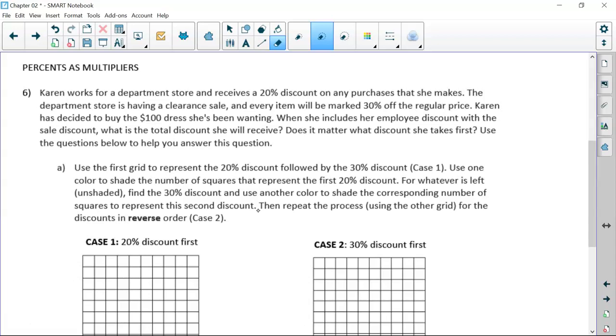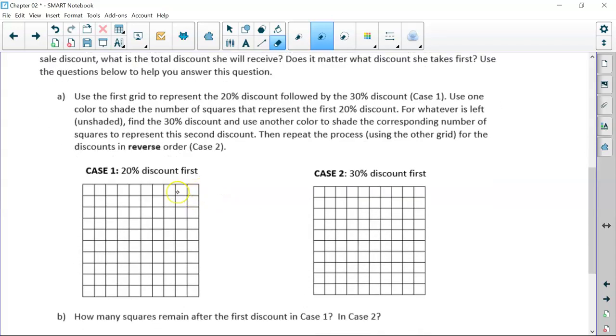And I think this is a cool question. So we're going to use the first grid to represent when we're taking the 20% discount and then the 30% discount. Then we're going to use the other one to go the other way. So a 20% discount, 20% of 100 is 20. So we're going to take out 20 of the bricks. So we have 80 total remaining. Now we're going to do the 30% discount.